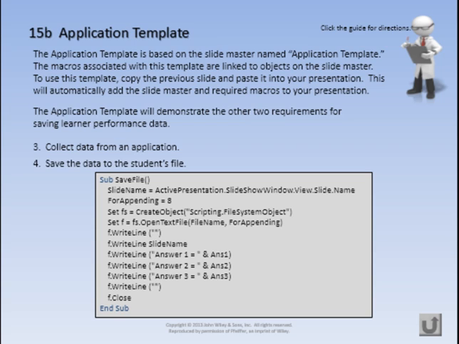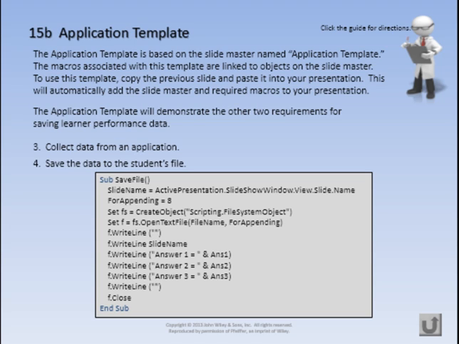The save file is a bit more complex. Its purpose is to add the data from this slide to the file that was already created for the student by the register macro. The first statement in this macro gets the name of the slide that will be used in the data file to identify the data from this slide.